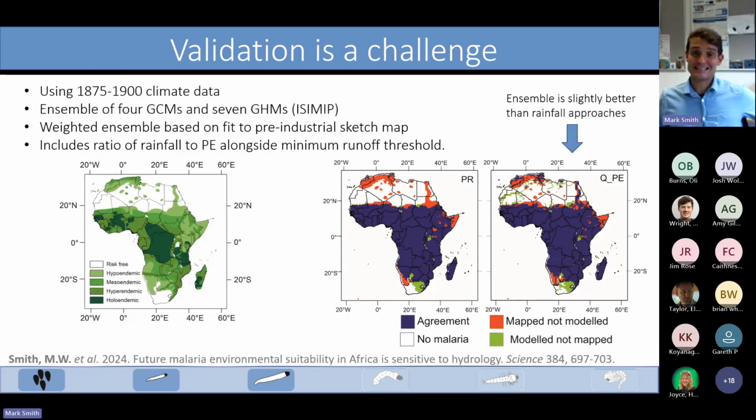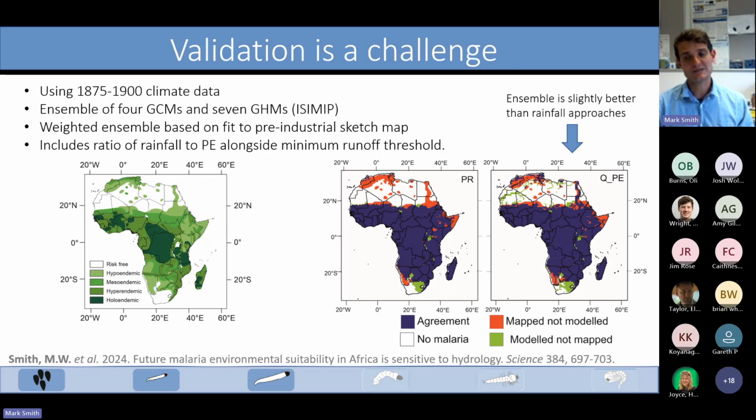Now, validating these outputs is really difficult because of these interventions having reduced the malaria map. So the best we can really do is go back to 1900, to this pre-intervention state, and look at this Lysenko map, which you can see on the left here for Africa. And in our follow-up paper, we had an ensemble of 4 climate models with 7 hydrological models, and all combinations of those using the ISIMIP website data.